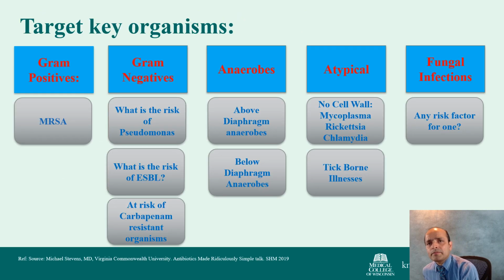Targeting key organisms: gram positive. When you're talking about gram positive, what is the risk of MRSA? And the gram negative, what is the risk of Pseudomonas, ESBL, or CRE? If you're talking about anaerobes, what is the risk of above diaphragm anaerobe versus below diaphragm anaerobe? And atypicals, what is the risk of atypicals?